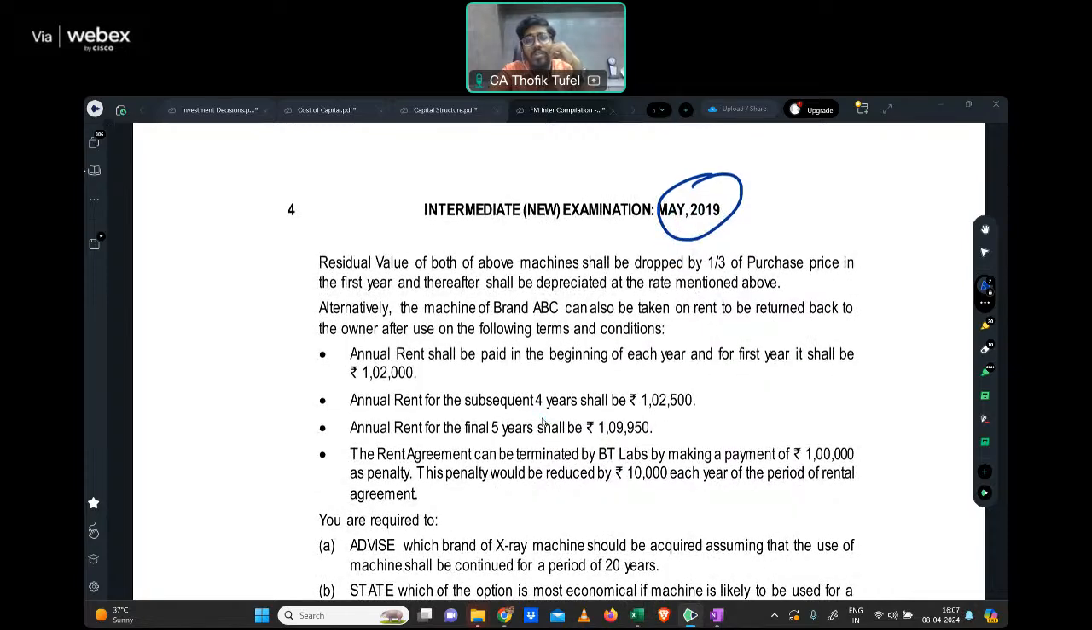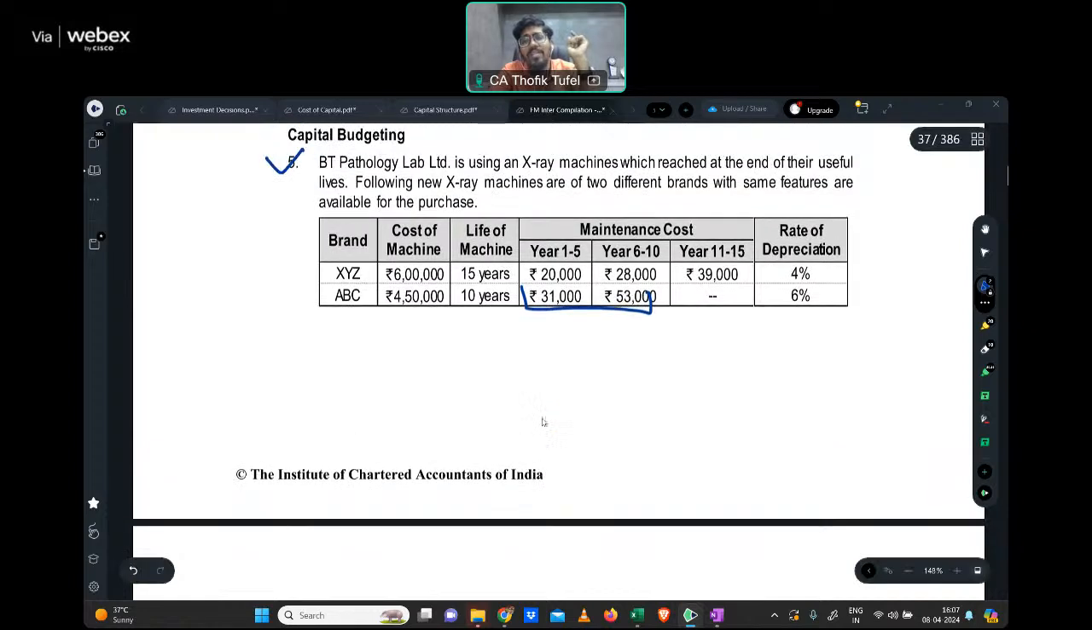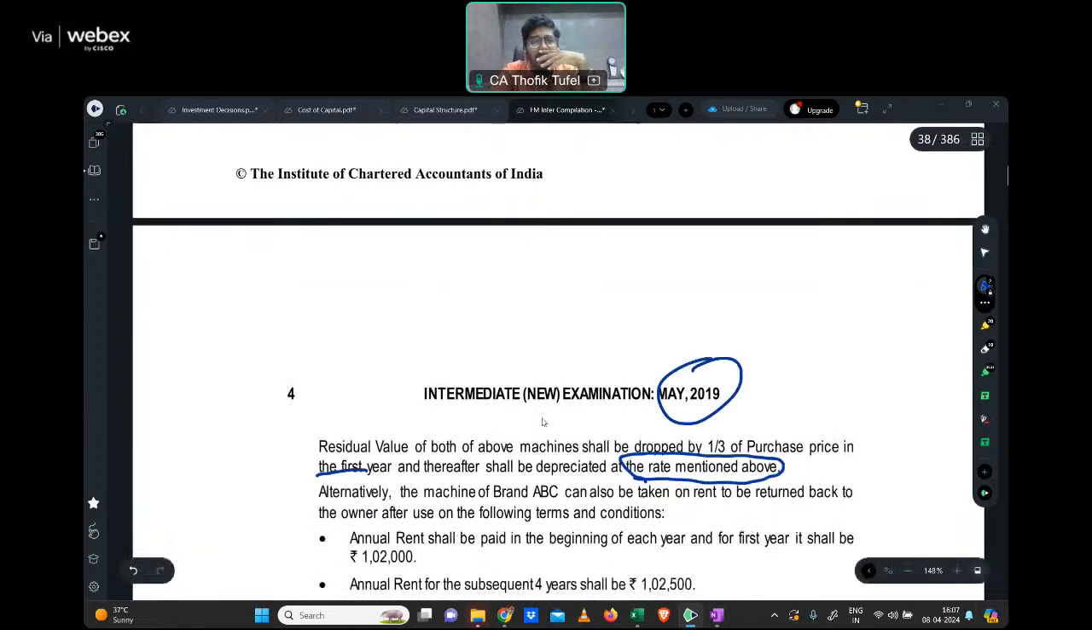The residual value of both the above machines shall drop by 1/3 of the purchase price in the first year, and thereafter it shall be depreciated at the rate mentioned above. So only in the first year the value is reduced by 1/3, and then depreciation follows. Depreciation is not directly given; it is in the money. In the first year 1/3 is reduced, and then 4% depreciation every year.